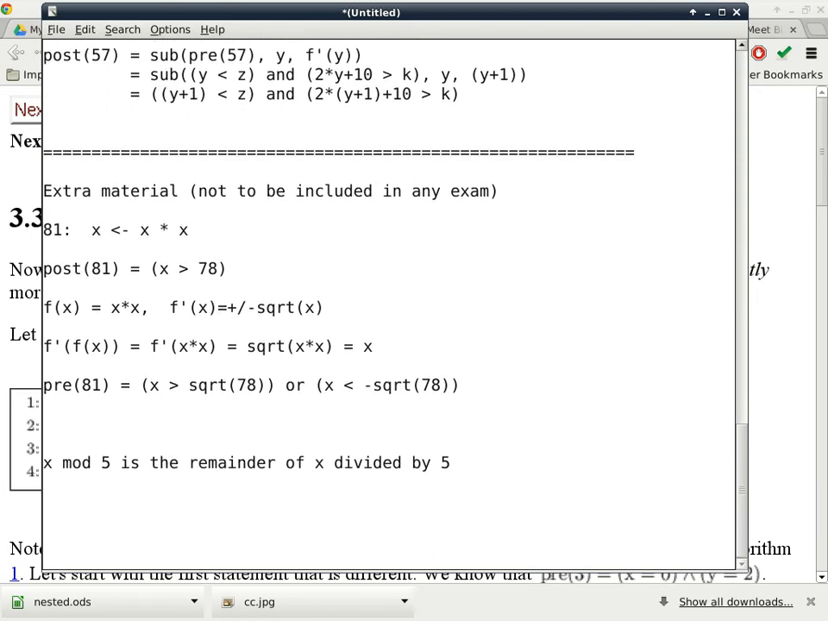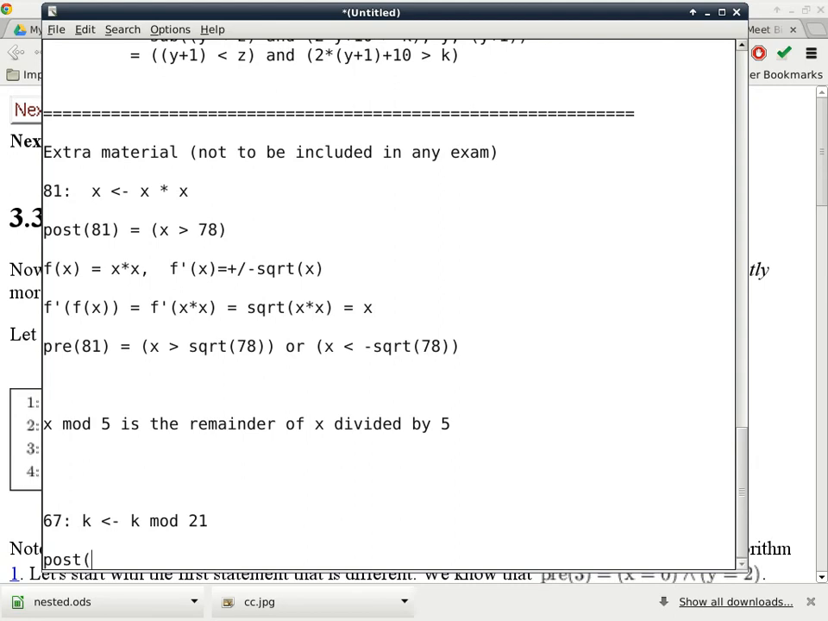Just to carry this through, obviously this is out of the scope of exam one. Let's say line 67 looks like this: K gets K mod 21. I'm just picking a value here. And then the postcondition, because I'm debugging the program, I know the result of the operation. I want to find out what can possibly lead to that result. So post line 67 is K equals, this time a very concrete value, let's say K equals 4. The remainder of the division is 4.